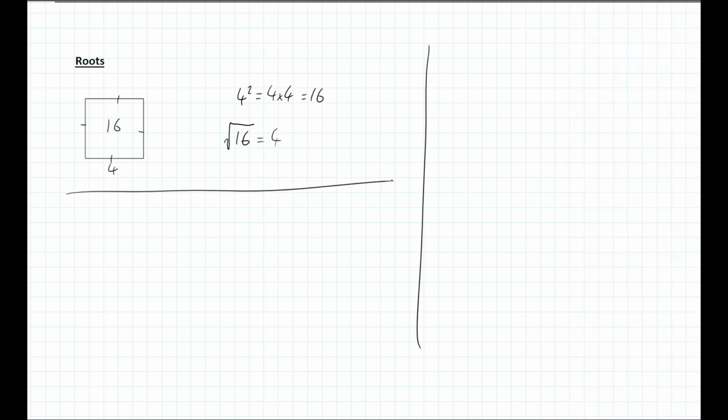Now, if we were to have the same thing but as a cube with a side length of 4, the volume of this cube would be 4 cubed, which is 64. But if I want to undo a cube, I need to do the cubed root. All the cubed root looks like is this. We draw the square root symbol, but we put a little 3 here to indicate that it's the third root, or the cubed root, instead of just the regular square root. We then want to do this cubed root of 64.